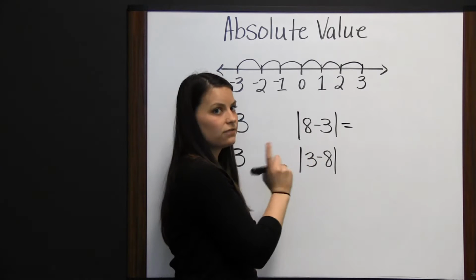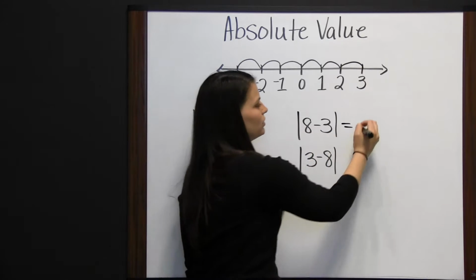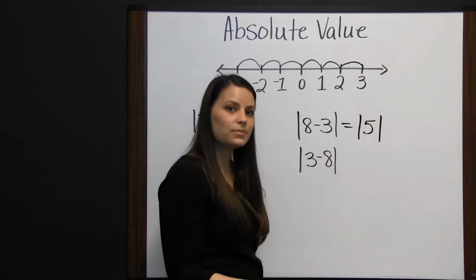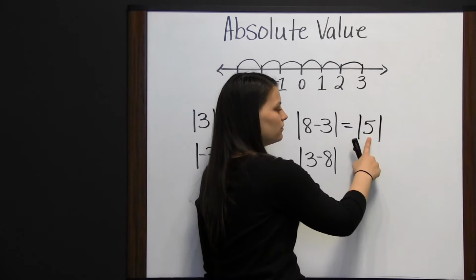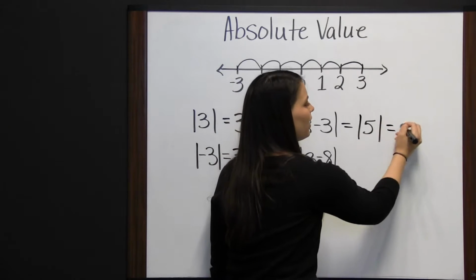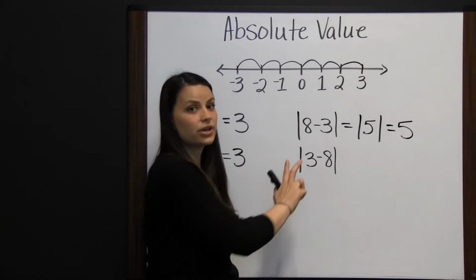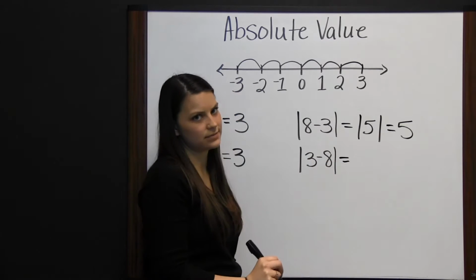Start on the inside finding your difference. 8 minus 3 is 5. So we have the absolute value of 5. And again, absolute value is the distance from 0. 5 is 5 places from 0. Now we'll look at the difference switched around. 3 minus 8.